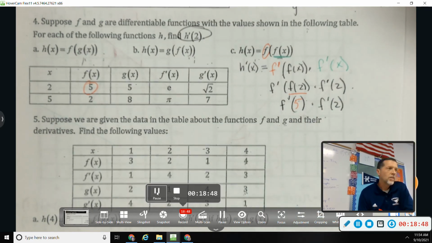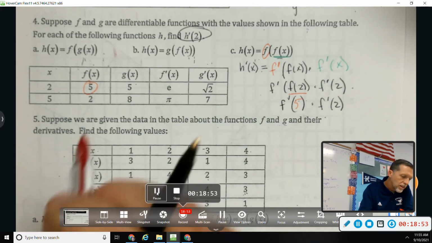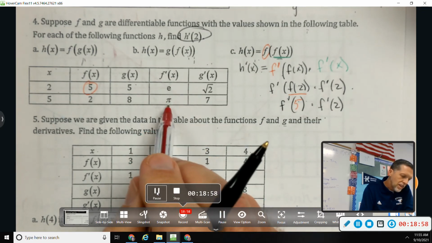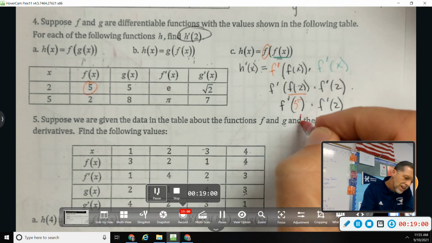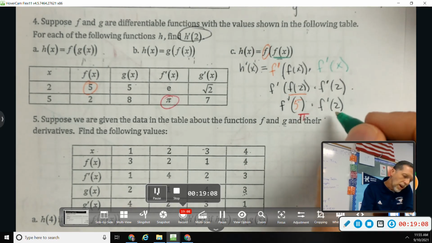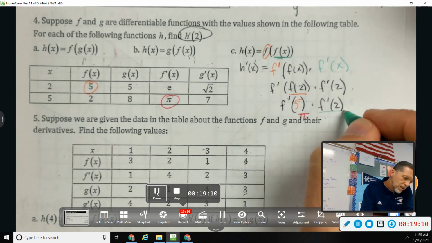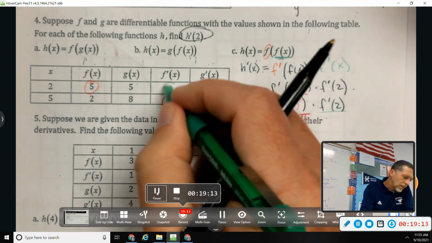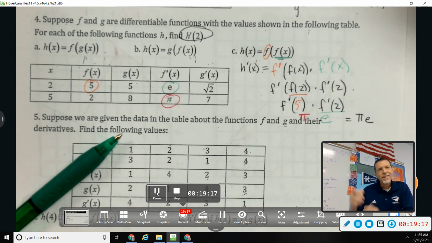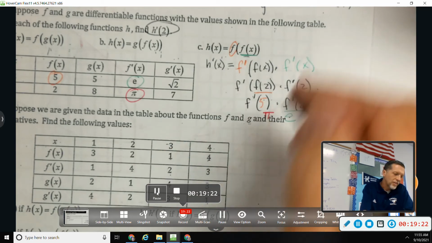So again, I'm just looking at the table. Who knows what equation gave us these answers, but that doesn't matter. F prime at 5 is pi. And f prime at 2 is e. So yes, my answer is pi times e. Again, we don't really care about the exact answer. We're concerned with the process of putting those pieces together.